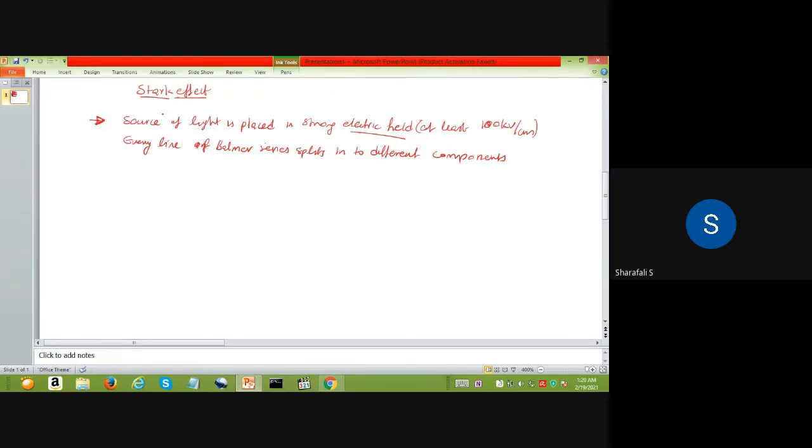And similar to this Zeeman effect, we have pi components as well as sigma components also in this case. So if you consider that pi components, they are parallelly polarized components. And sigma components are perpendicularly polarized.